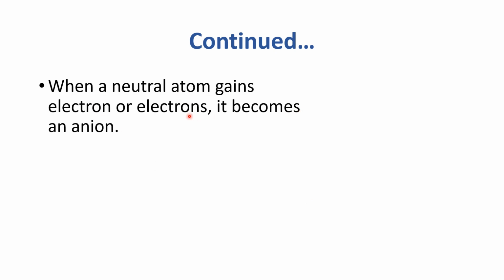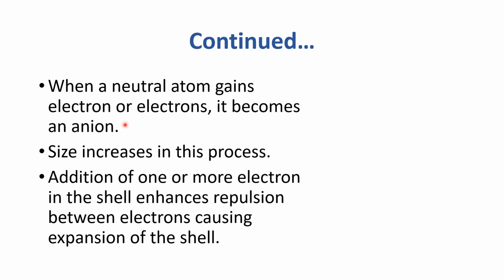When a neutral atom gains electron या electrons, it becomes an anion. इस process में size increase हो जाता है. Addition of one or more electron in the shell enhances repulsion between electrons, causing expansion of the shell.